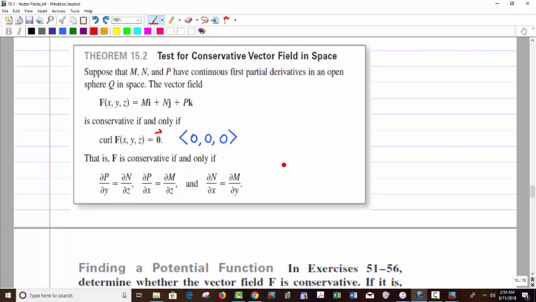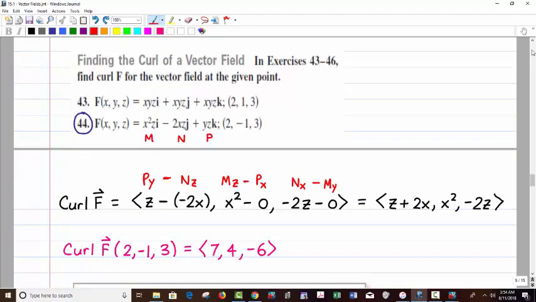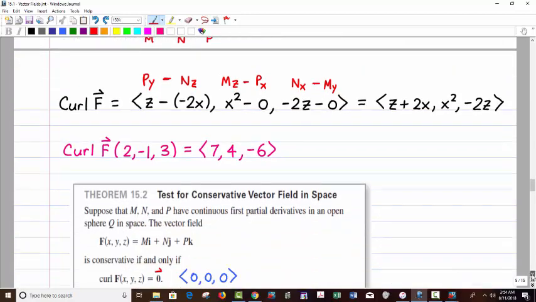So that's basically it. Now, of course, it's showing you these, you can do it this way if you want to, obviously, because that's also going to be true. Because if you look back up at this formula, if that's going to be 0, that means Py has to equal Nz, Mz equals Px, and Nx equals My, so that's obviously true.